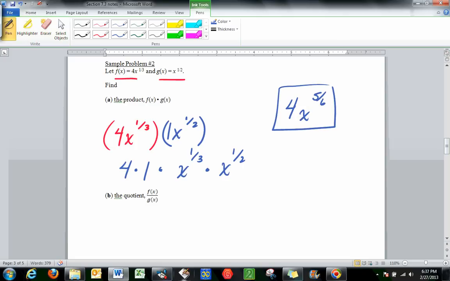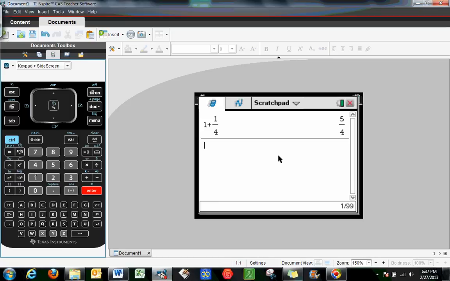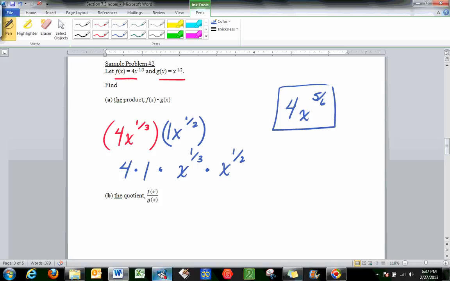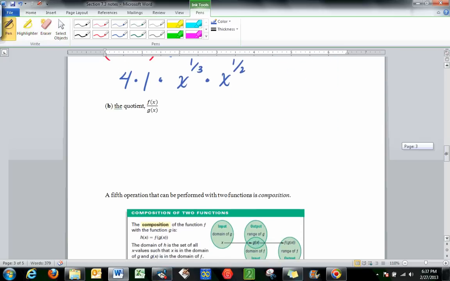So we can simply use our calculator for that as well. 1 divided by 3 gives us 1/3, plus 1 divided by 2, which gives us 1/2, and when we put that together we have 5/6. So you can see the answer is 4x to the 5/6 power, and that's simplified. Okay, so now let's take a look at part B.